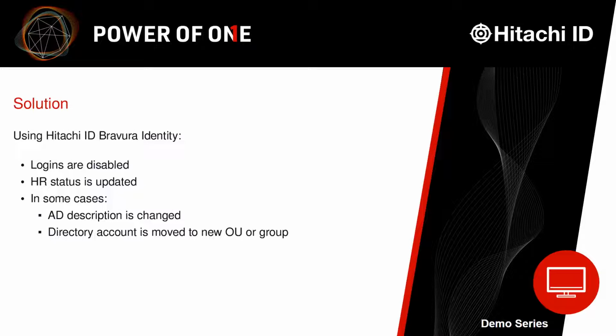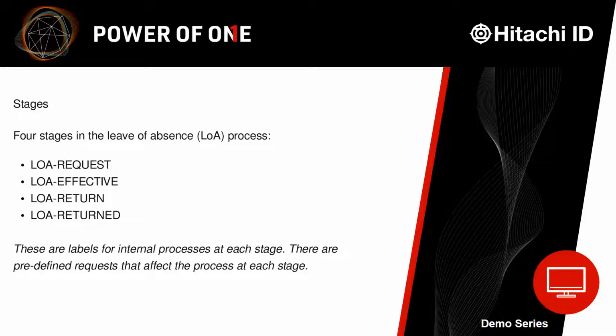Hitachi ID Bravura Identity provides leave of absence automation to ensure the security of user accounts during their periods of leave. When a leave of absence request is approved, login accounts are disabled, HR records are updated to indicate the LOA status, and in some cases, the user's description in AD and elsewhere is updated to add an indication of leave. Or, the user's account in directories such as AD is moved to a different OU or container, or added to specific groups. There are 4 distinct stages in the LOA process.